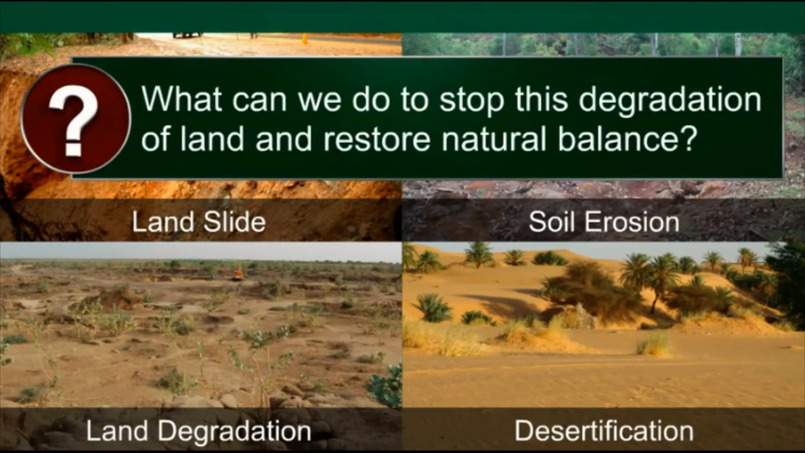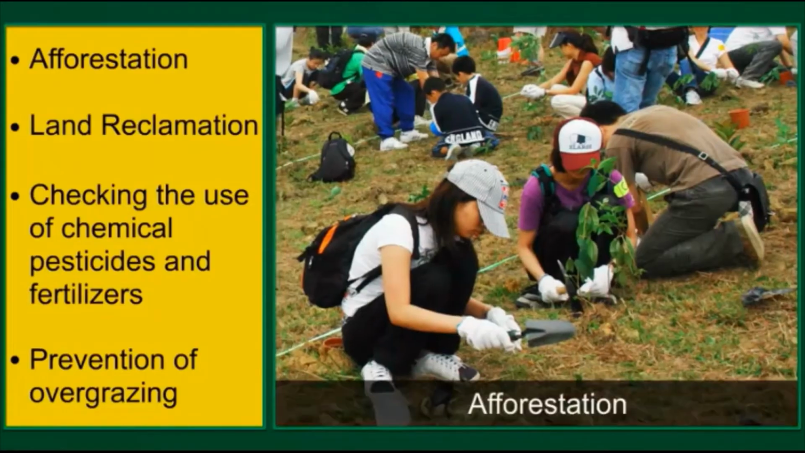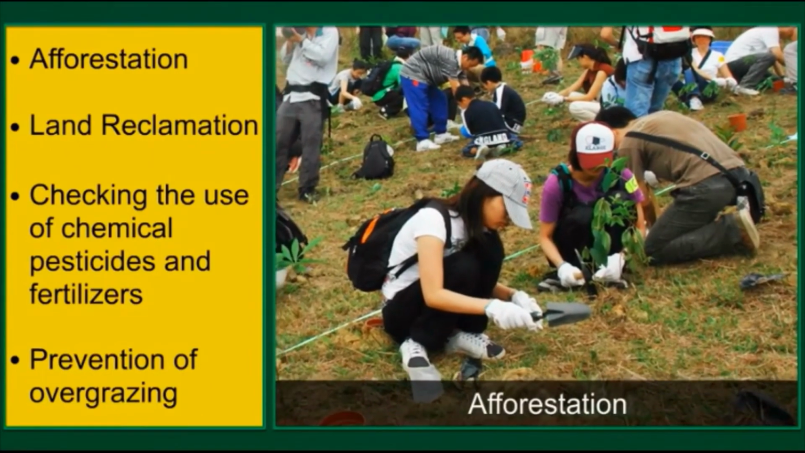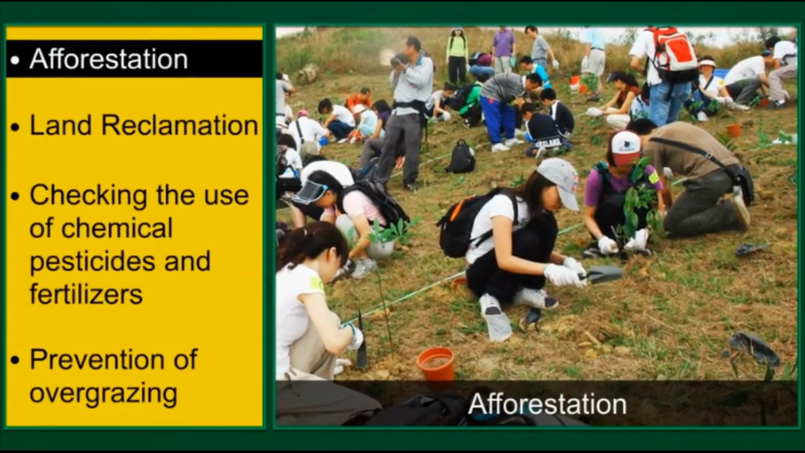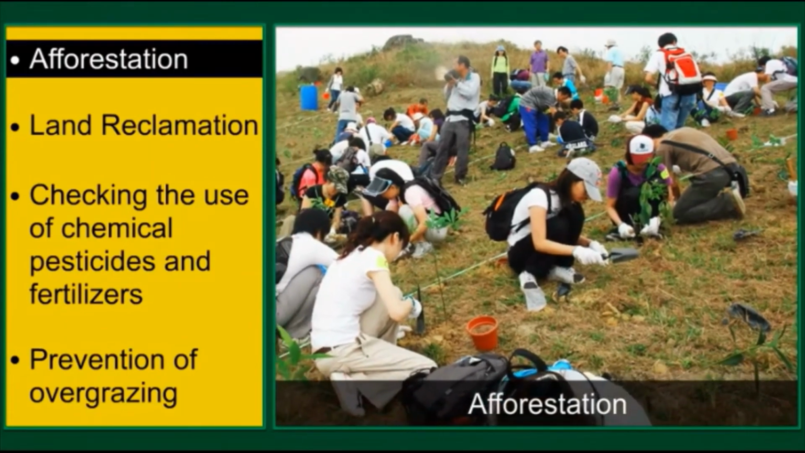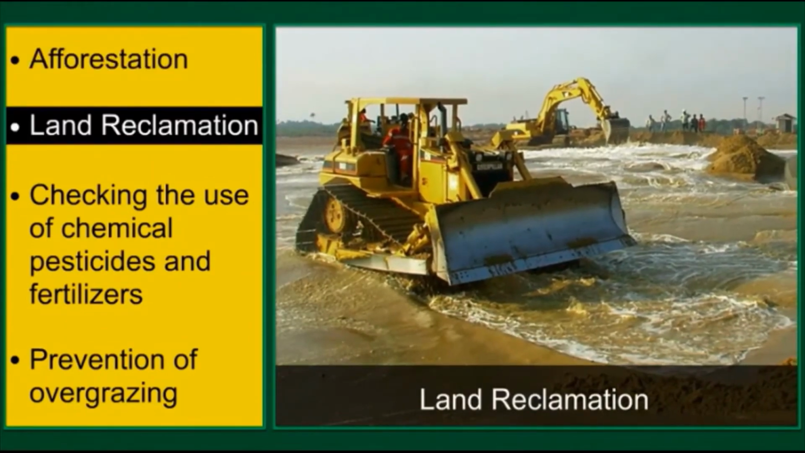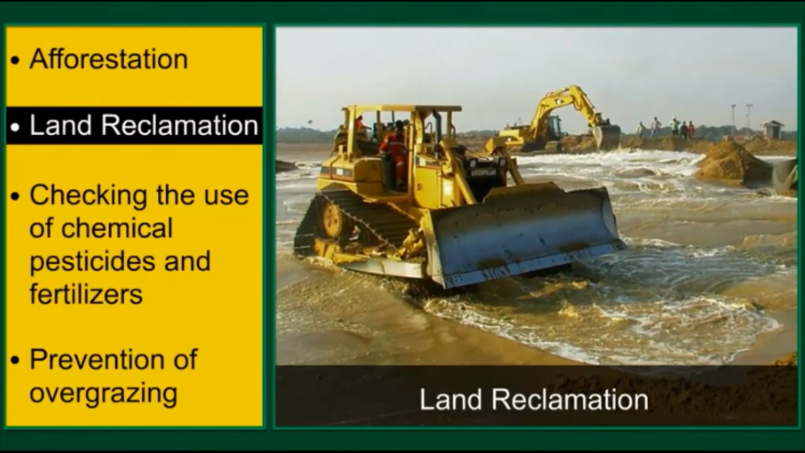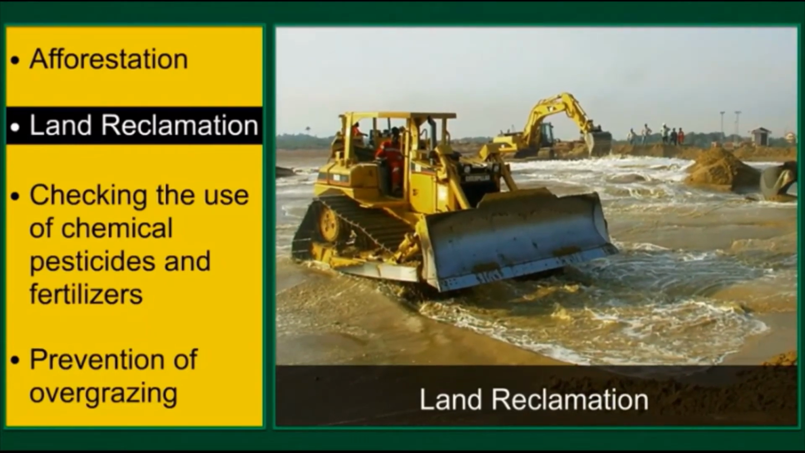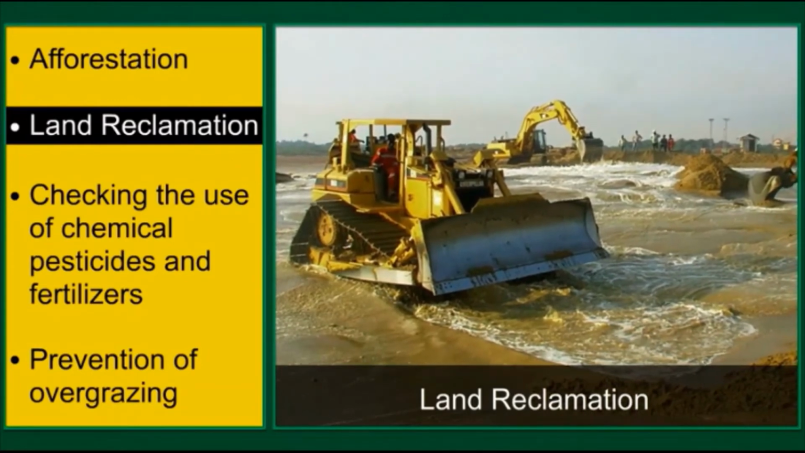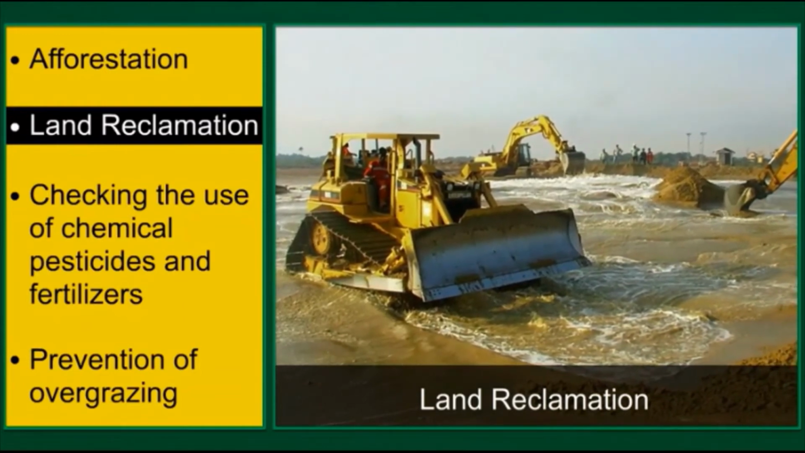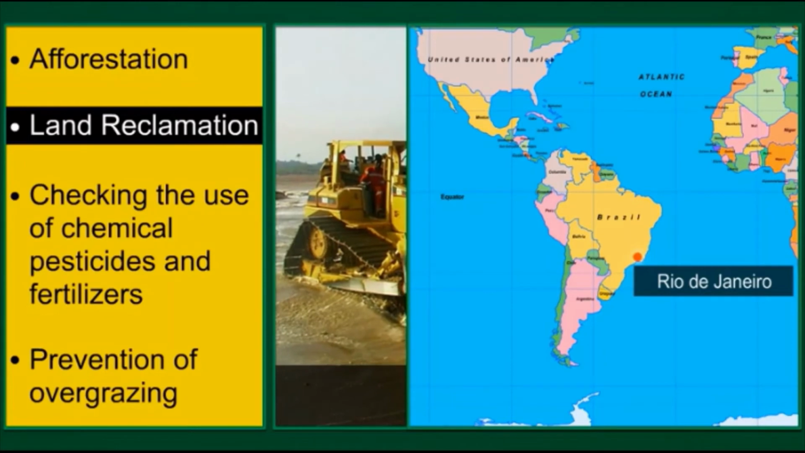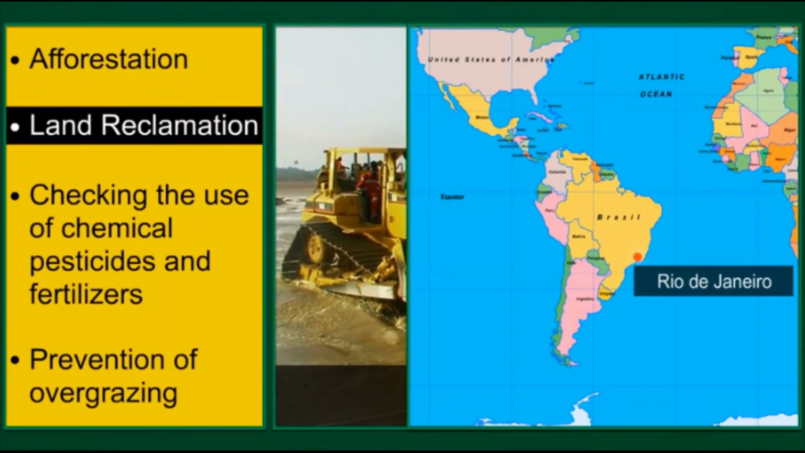What can we do to stop this degradation of land and restore the natural balance? We can start by planting more trees so that the forest cover is restored. This process is known as afforestation. Land reclamation is another method of land conservation. Land can be reclaimed by creating new land on the sea or riverbeds by dumping tons of rubble and material into it. In fact, the city of Rio de Janeiro in Brazil is largely built on reclaimed land.